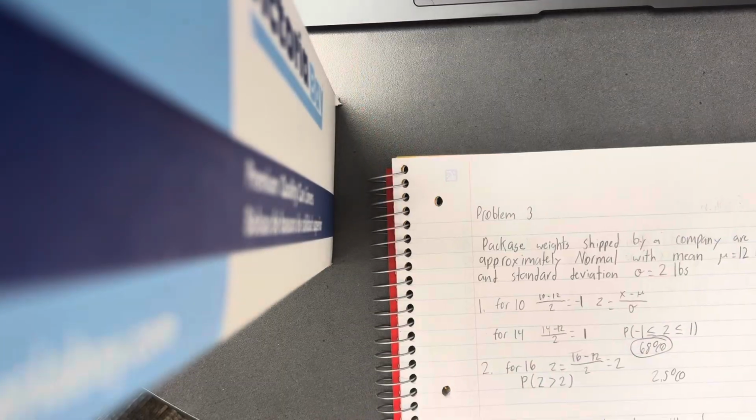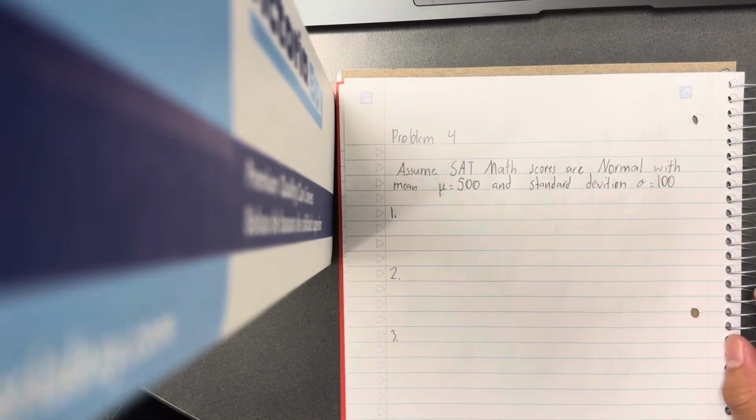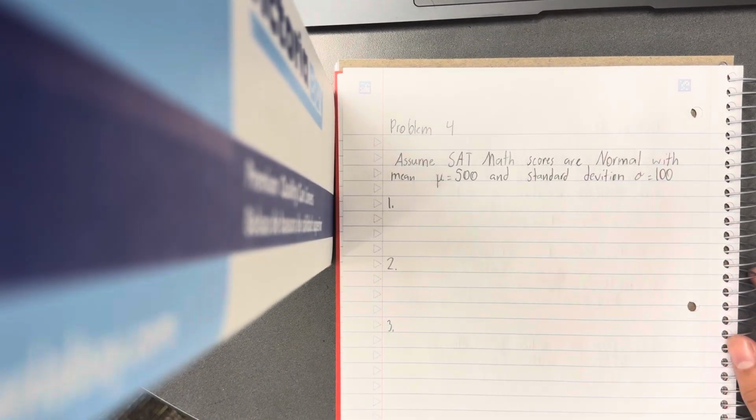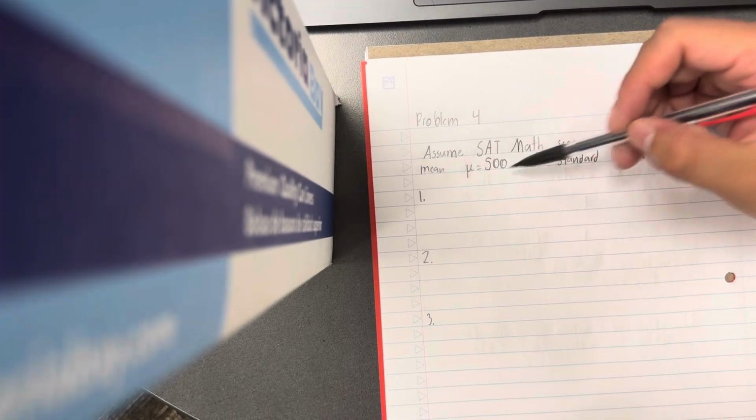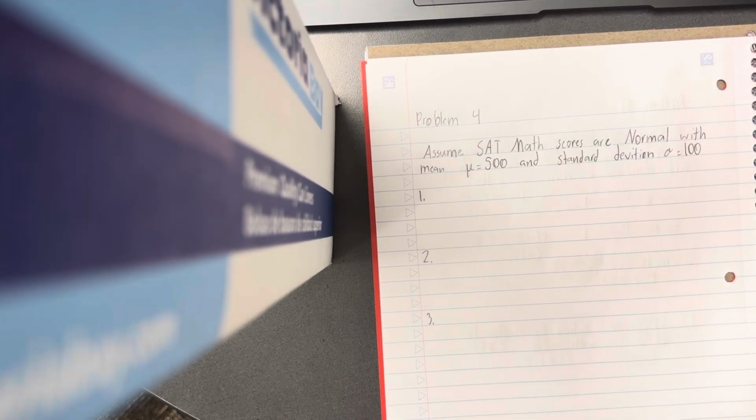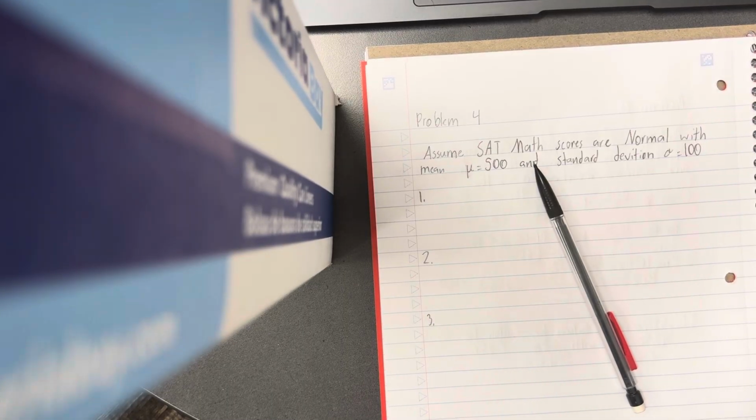And the last one, problem 4. Assume SAT math scores are normal with mean 500 and standard deviation of 100. First question is, find the score that marks the top 10% of students.